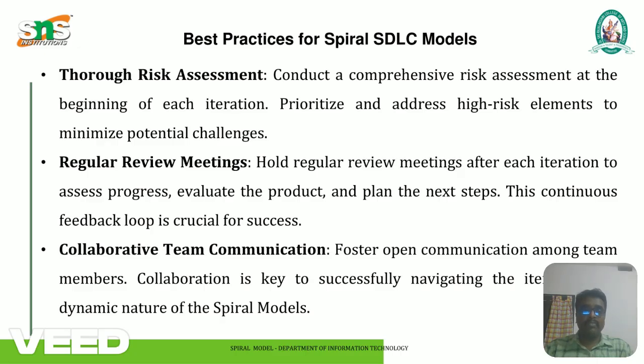During this process, we hold regular review meetings after each iteration, where the team sits down to analyze and plan the next step. So it is a continuous feedback loop, which is crucial for success. And the collaborative team is also one of the major successes behind this spiral model. The team works together and is constantly communicating, and that is the dynamic nature of this spiral model.